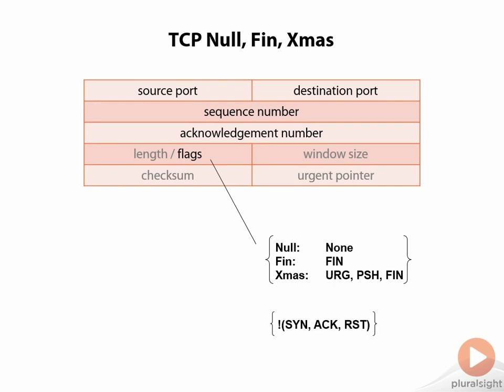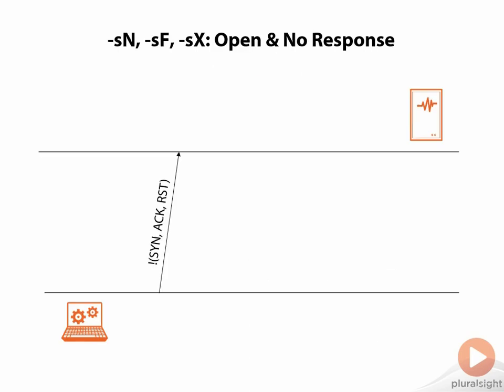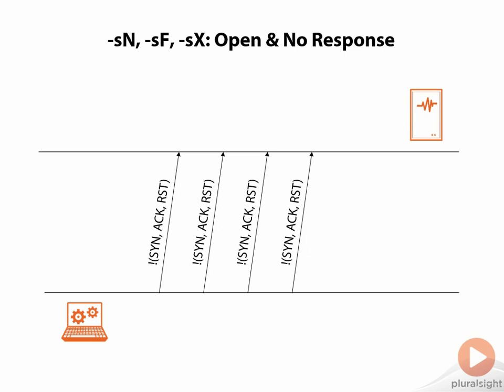Other flag combinations that produce identical responses are possible, but the important point is that the SYN, ACK, and reset flags must not be set. The reason is that during a normal TCP conversation, there should never be a packet that doesn't have at least one of the SYN, ACK, or reset flags set. It just shouldn't happen.